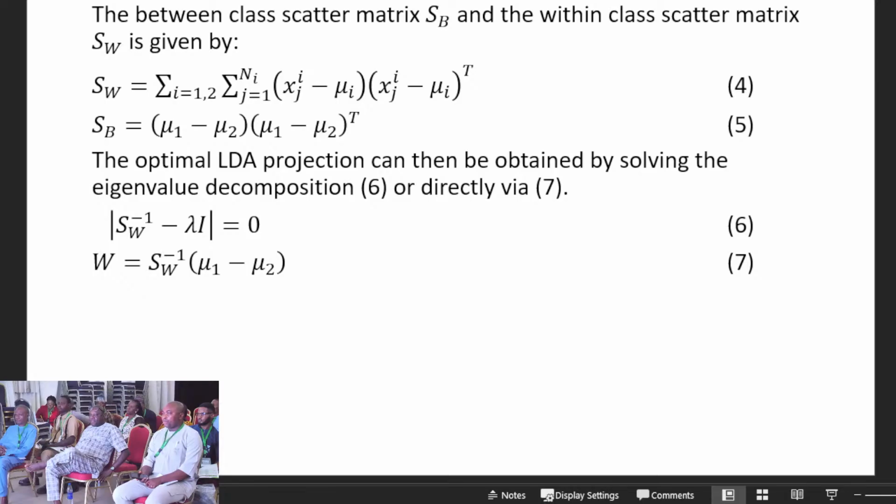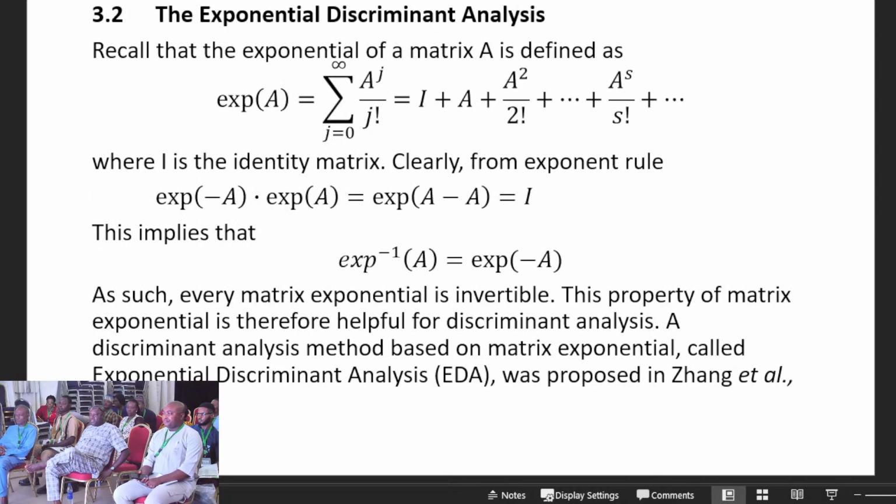So if we have the value of W, then we maximize J(W), that's the overall target in linear discriminant analysis. But in exponential discriminant analysis, we employ the exponential function. That's like a Taylor series expansion.